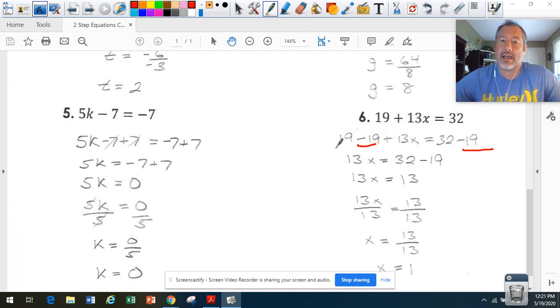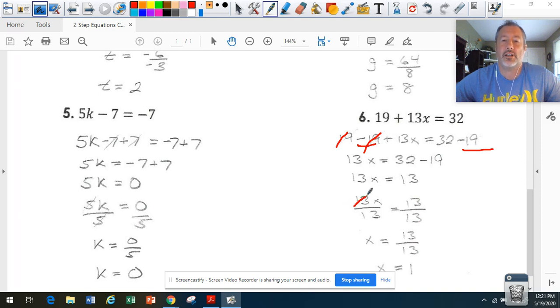So as we do that, we know that 19 minus 19 is 0. These cancel out. So what am I left with? 13x equals 32 minus 19. 32 minus 19 is 13. So right now I have 13x equals 13. I have to divide both sides by 13 because 13 is being multiplied by x. So you get 13x over 13 equals 13 over 13.